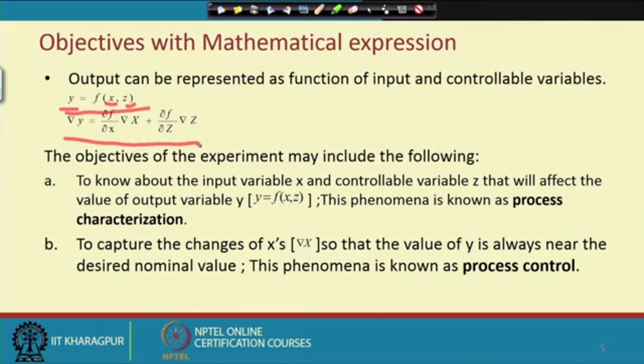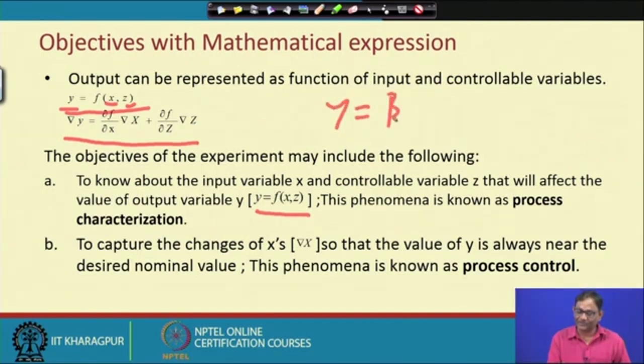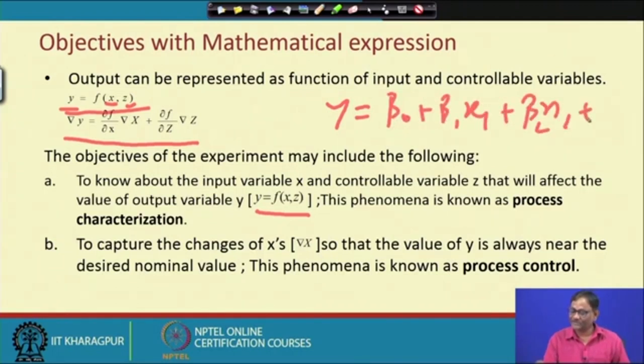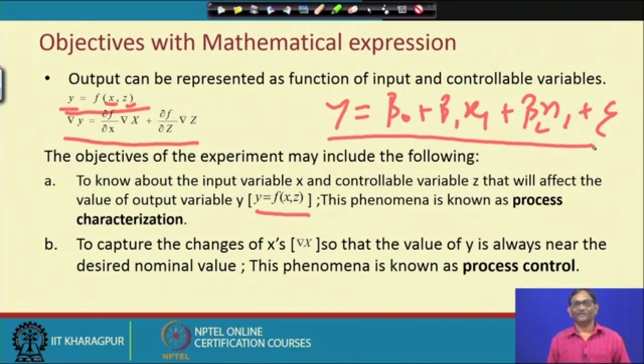we can give some terminology of DOE here. Suppose you are interested to know y as a function of x, z, or sometimes y as a function of x, like a linear relation y equals beta 0 plus beta 1 x1 plus beta 2 x2 plus error. So, this is a linear relationship you may also be interested to develop. This is nothing but y as a function of x. Similarly, it may be nonlinear, okay.